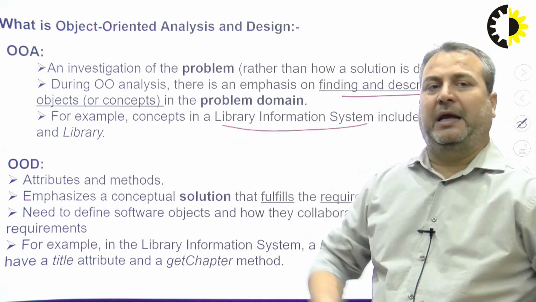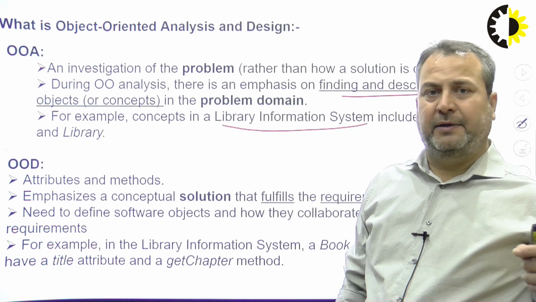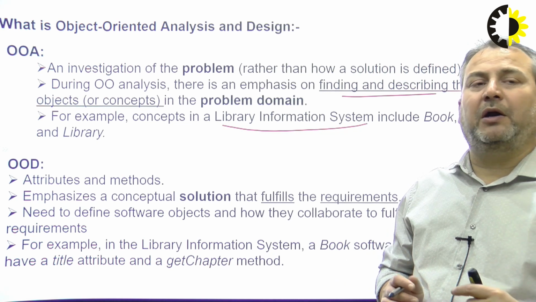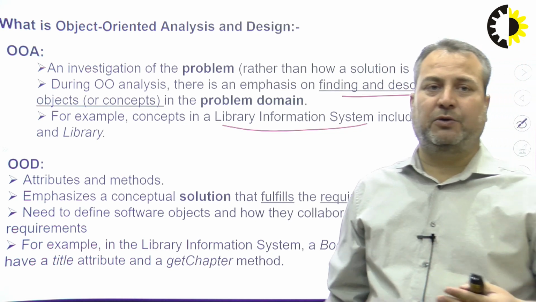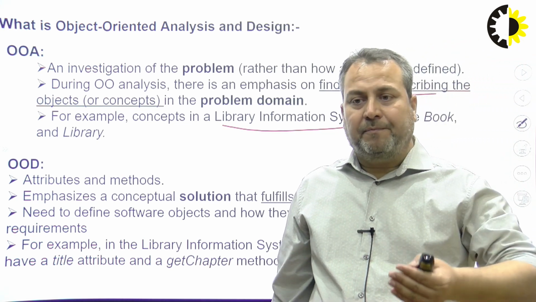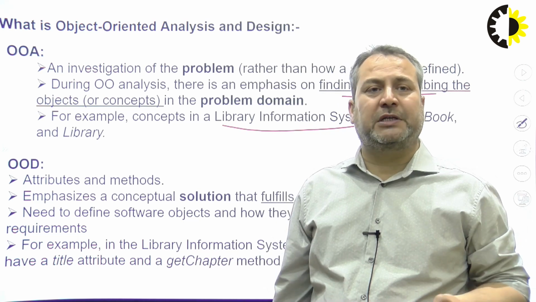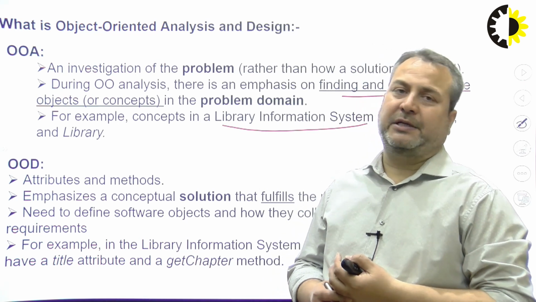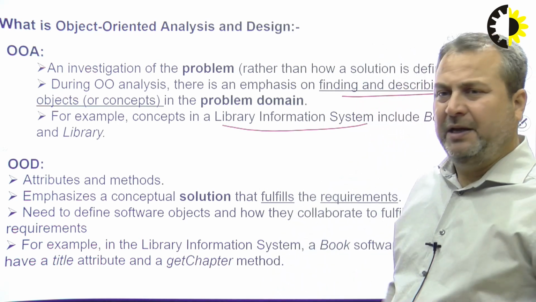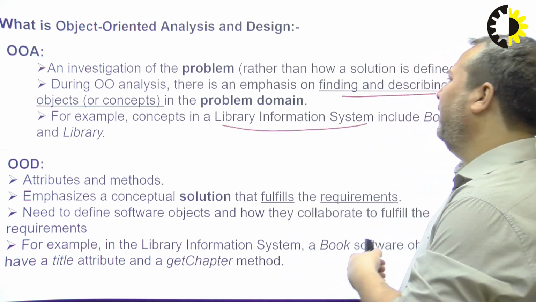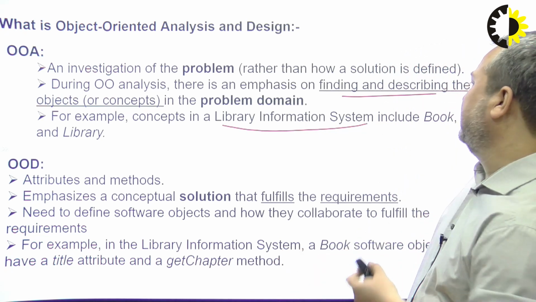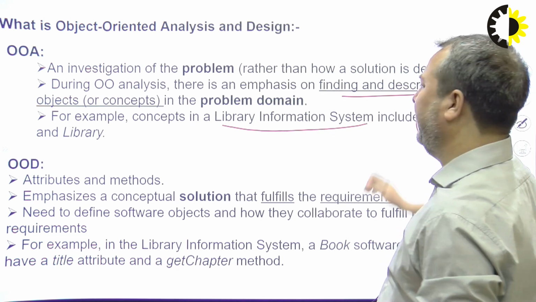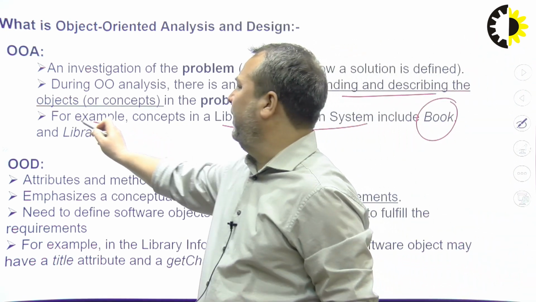Even further, like in a project we make DFD level 0 and DFD level 1. Here, rather than identifying the process, we simply think in terms of objects. How many objects, how many concepts could be there? These all come under object-oriented analysis. So in the library management system, book will be an object, library could be an object.